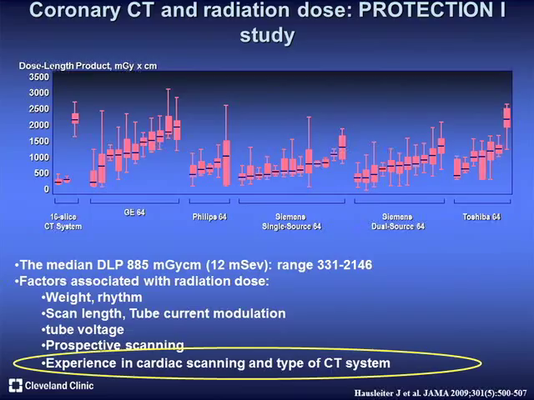And on multivariate analysis, the reason that was given for this, one of the primary reasons, was experience in cardiac scanning was inversely related to the radiation dose given. So this is important to know where your patient is having the scan.